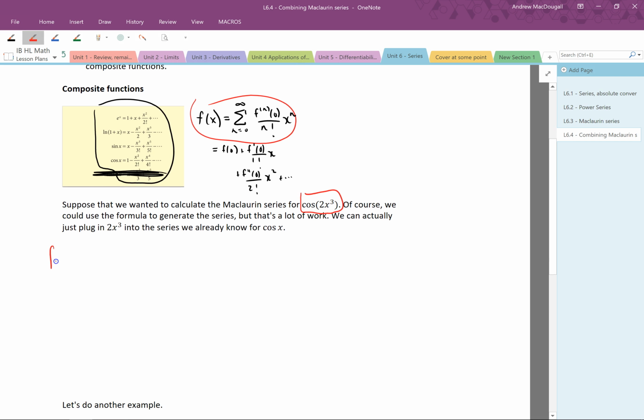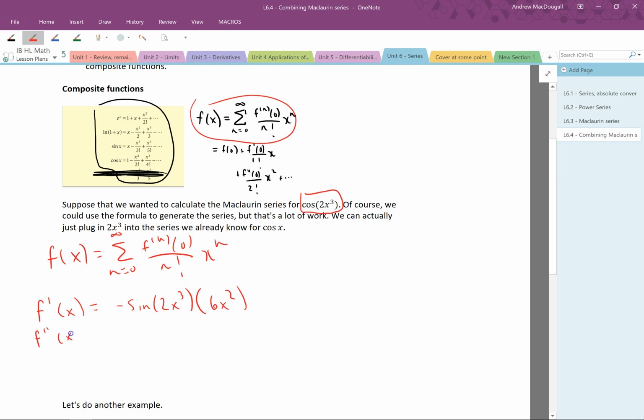Well, like I said, we could always use this formula. So let's see, we need some derivatives. First derivative is, oh goodness, negative sine of 2x cubed. Now it's chain rule. The derivative of the inside is 6x squared. That's not nice. And then if I do another derivative, I have to use the product rule. I don't want to do this. I could, but it would take me forever. Maybe there's a better way.